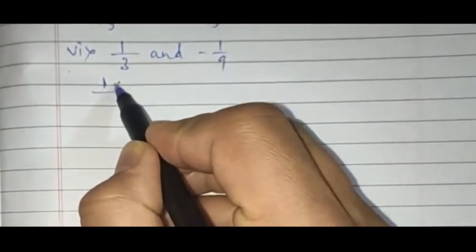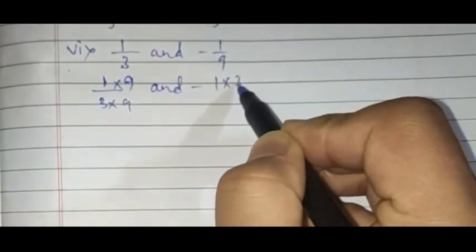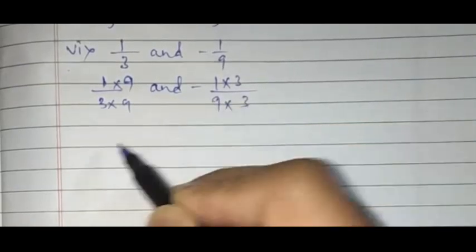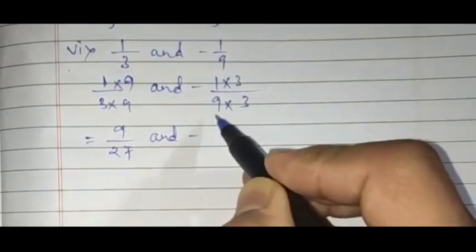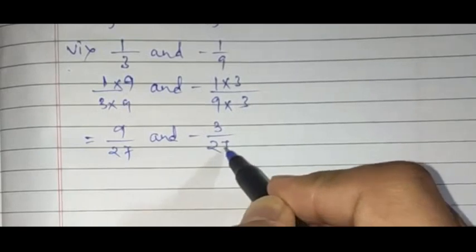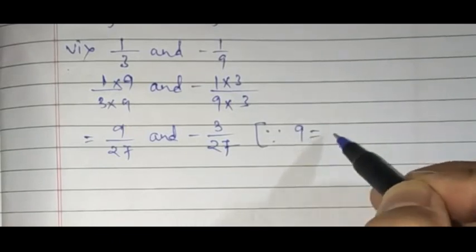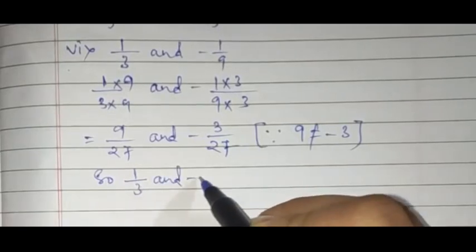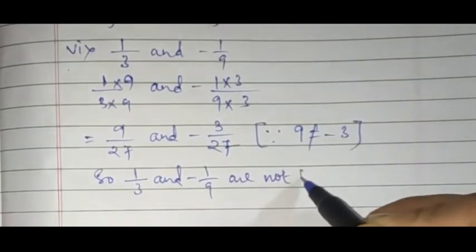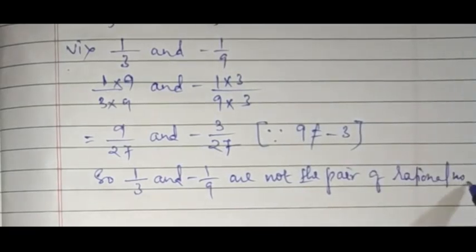Here we have the next question. Similarly we are going to solve here. -9 it is, and 3 into 9, and -1 into 3 by 9 into 3. So 9 1s is 9, by 3 9s is 27, and minus here, so 3 by 9 3s is 27, right? So since 9 is not equal to -3, so 1 by 3 and -1 by 9 are not a pair of the same rational number. Okay.